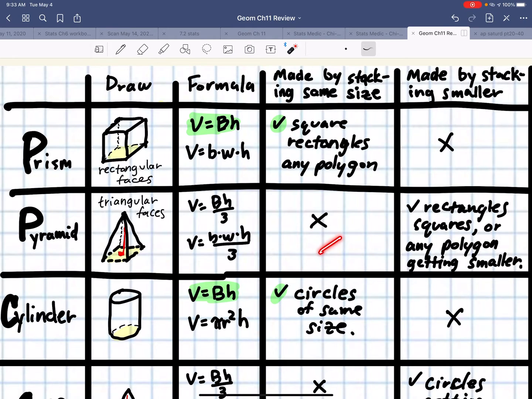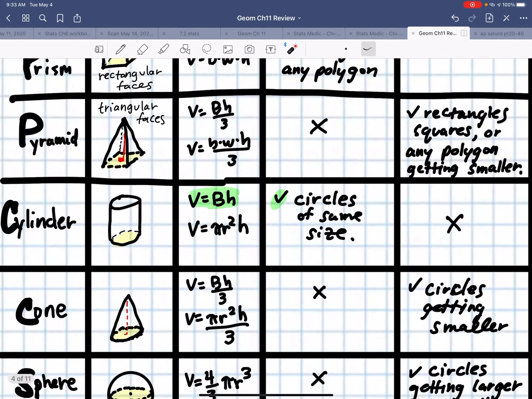I could also have a pyramid of some weird shape. Doesn't matter, whatever the polygon is. If that shape gets smaller and smaller and smaller, it's a pyramid. A cylinder is not made by stacking things getting smaller because it's made by stacking circles of the same size, like stacking up quarters. So our cone falls into this category, circles getting smaller. And we see that with my red pen.